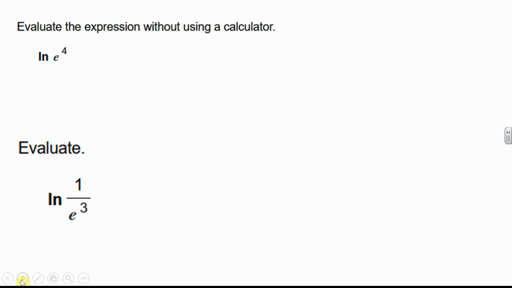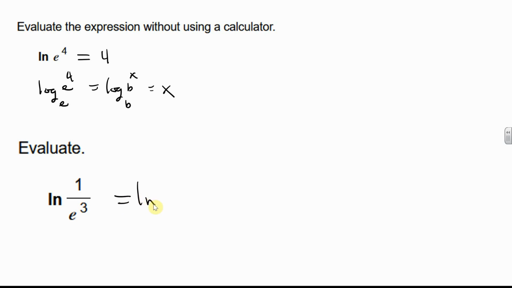Evaluate this expression without using a calculator. The natural log of e to the 4 is equal to what? 4. Very good. Look, this is log base e of e to the 4. Remember, that's the same thing as log base b of b to the x. That's equal to x, right? All right.